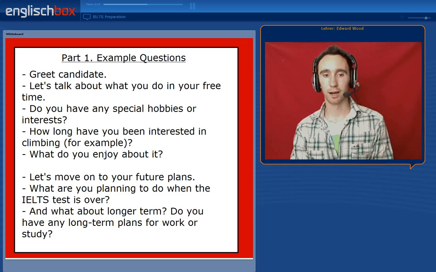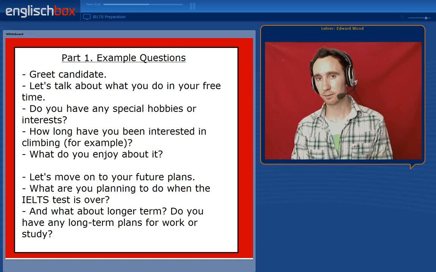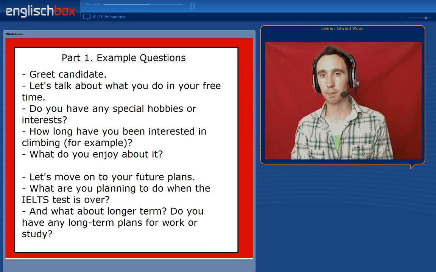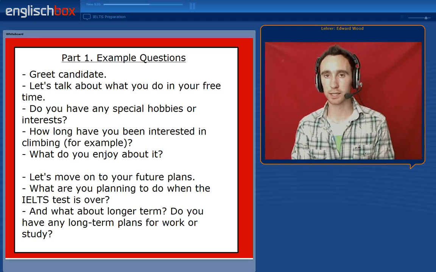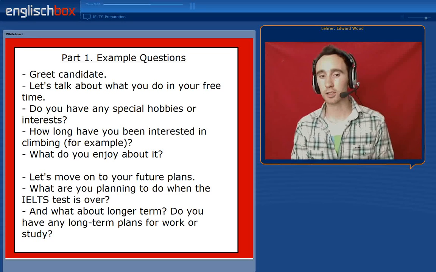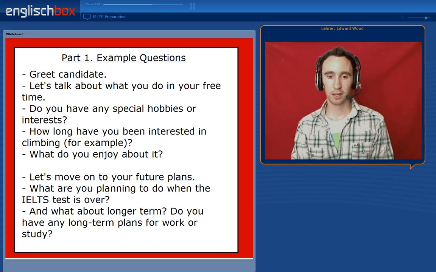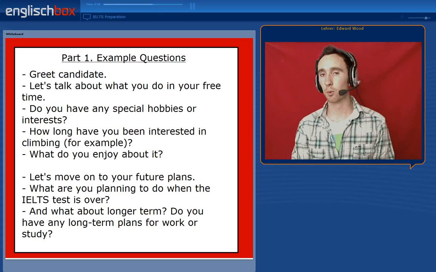And then we have the next part of the first section, and it says, let's move on to your future plans. So perhaps now they'll be analyzing your ability to use different tenses, the future tenses, going to for planned actions, for example. What are you planning to do when the IELTS test is over? So these plans are in the near future. And in the longer term, do you have any long-term plans for work or study?